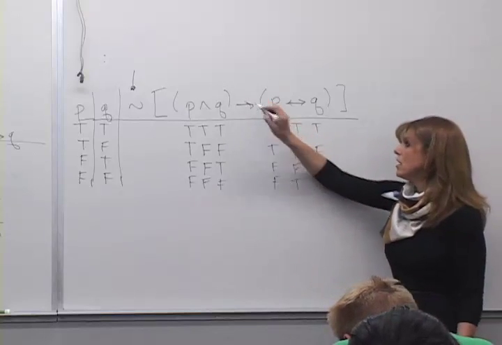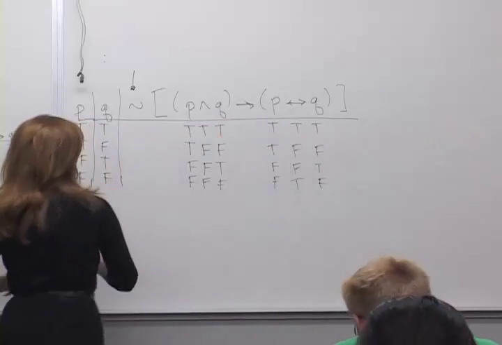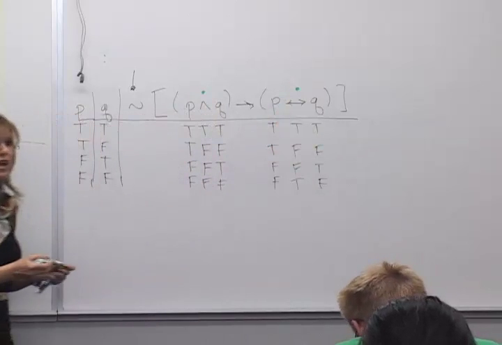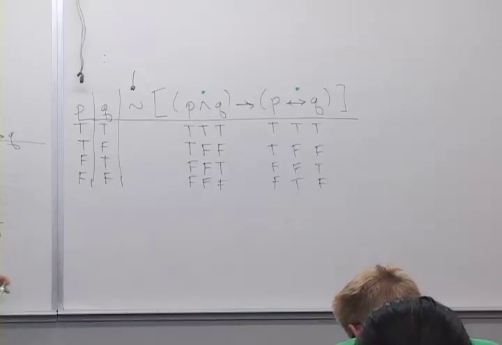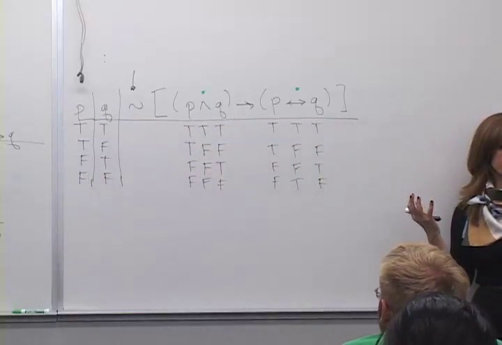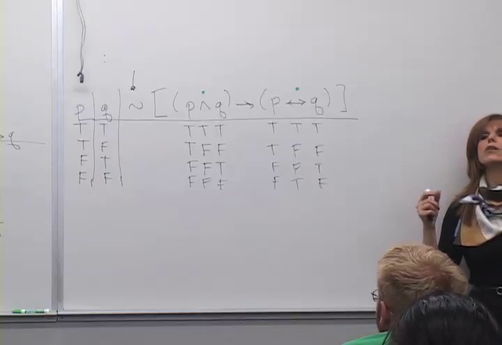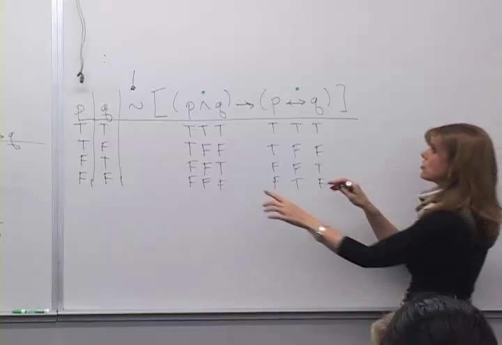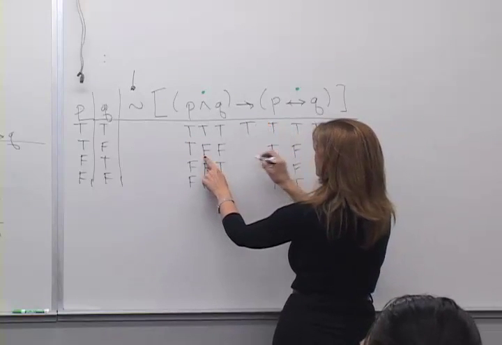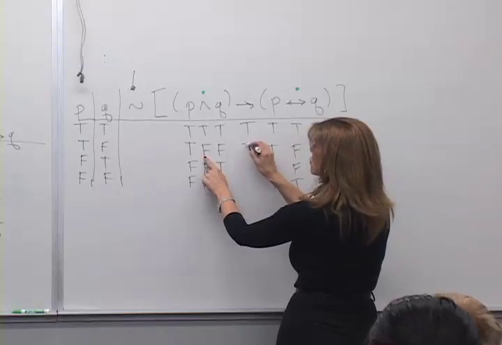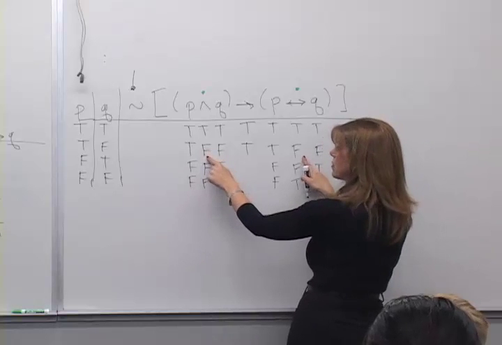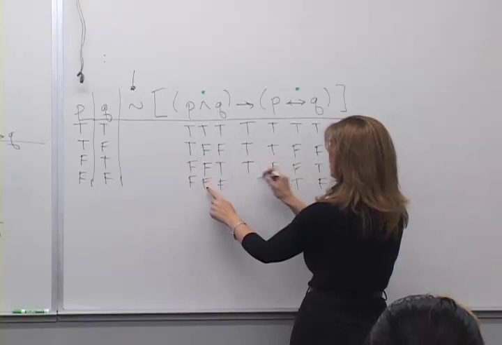Now, which operation do I do? The conditional, right? So if I want to do the conditional, I'm going to look at the value that I had here and the value that I had here. I'm not going to look at anything else because I've already done an operation. So what's the rule of the conditional? It's only false if, very good, if true goes to false. So here we have true going to true. So what is that? True. False to false? True. It's only false if we have true to false. Otherwise, it's going to be true. False to false? True. False to true? True.